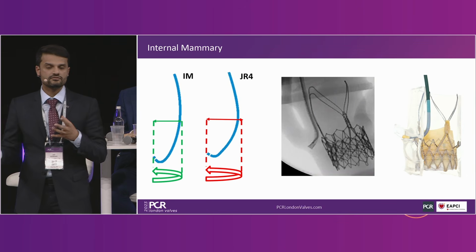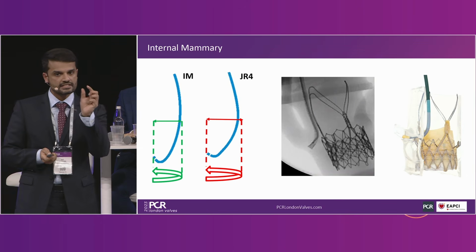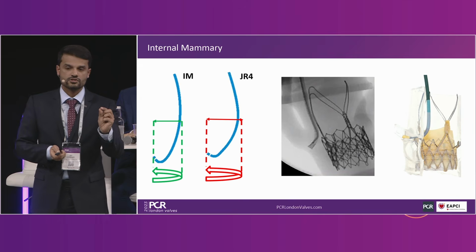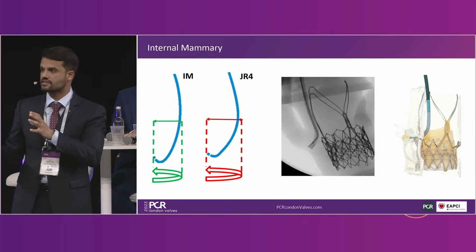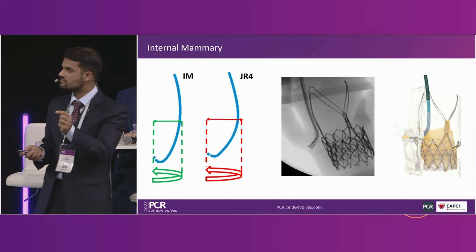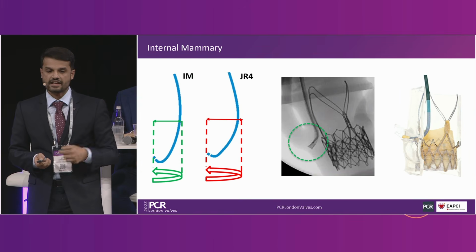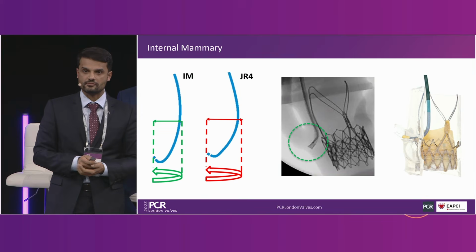So why the mammary versus the Judkins Right 4? Well, the mammary has a narrower turning radius. So it means that if you're in a tight space and you've got a small gap between the aorta and the valve complex, you can rotate much more easily into position. And that's one of the advantages of using the mammary.